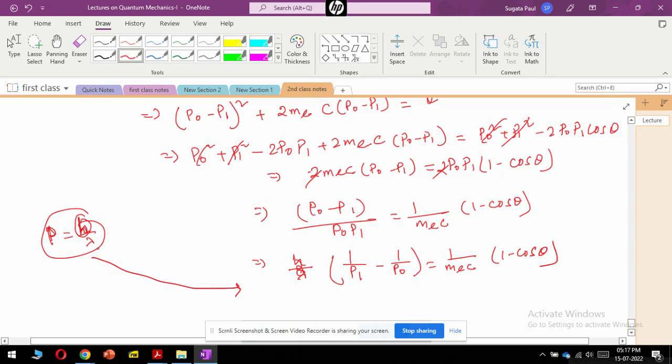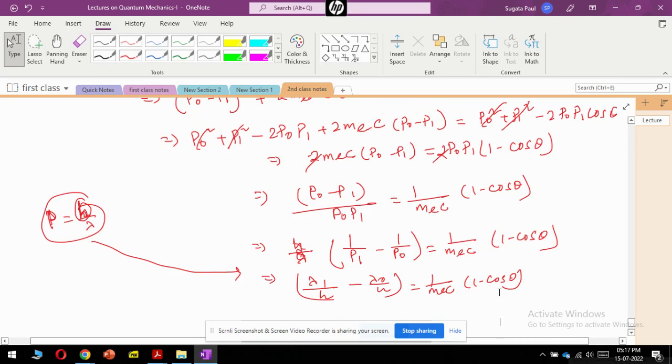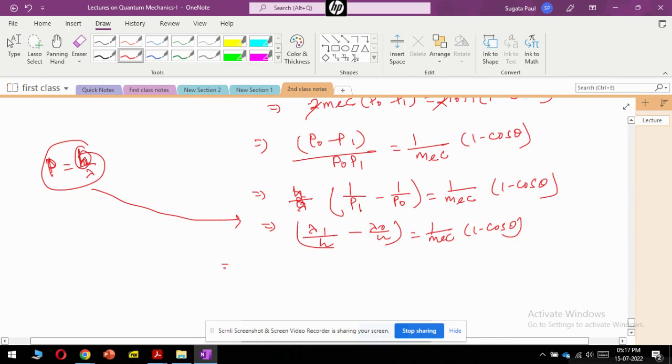This is the momentum and wavelength relation of the electron or any particle: lambda 1 by h, because it's the reverse of that, and this is lambda naught by h, and this is just 1 by mec (1 minus cos theta). Now we come to the final form, that lambda 1 minus lambda naught, h comes on the top in the right hand side, h by mec (1 minus cos theta).